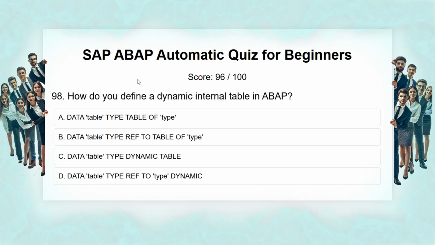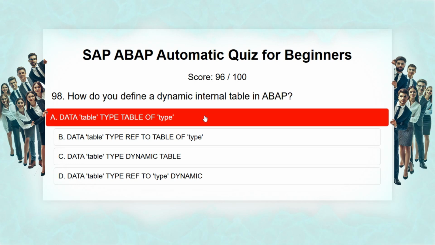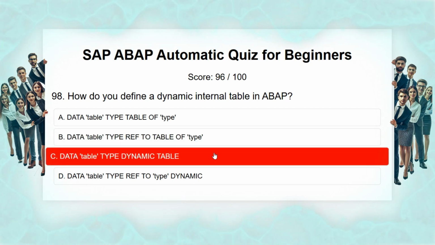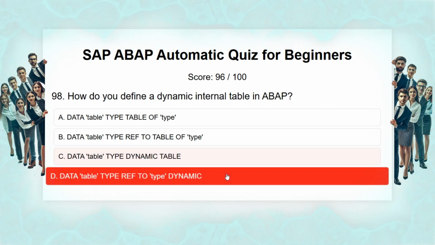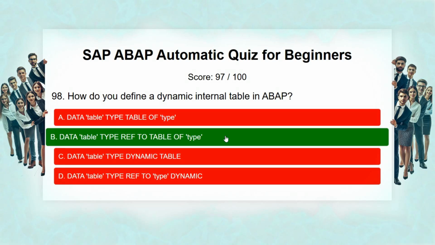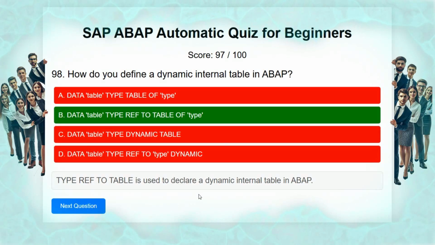98. How do you define a dynamic internal table in ABAP? A. Data table of type. B. Data table type ref to table of type. C. Data table type dynamic table. D. Data table type ref to type dynamic. Correct answer. Type ref to table is used to declare a dynamic internal table in ABAP.